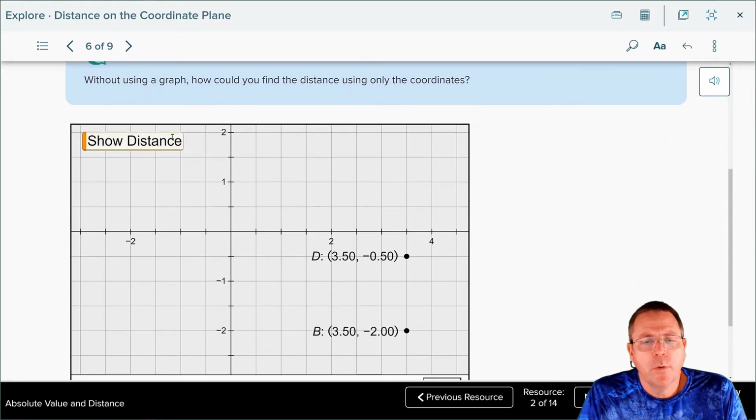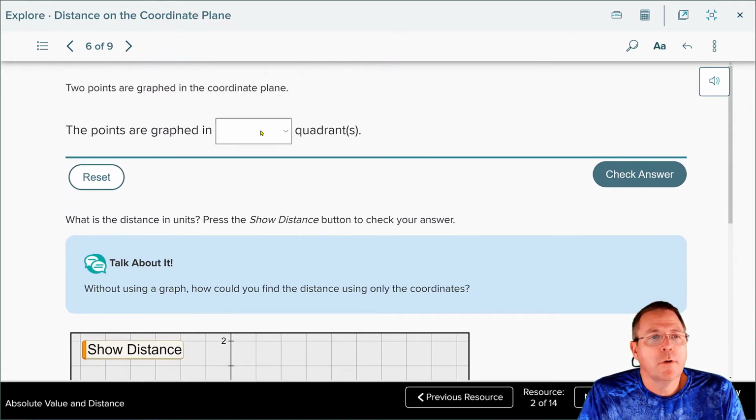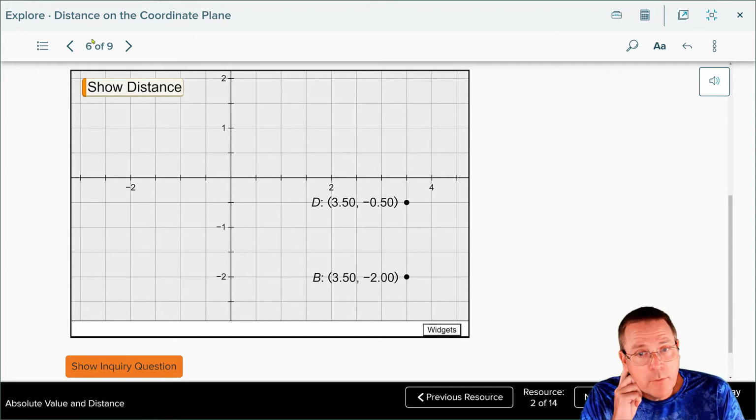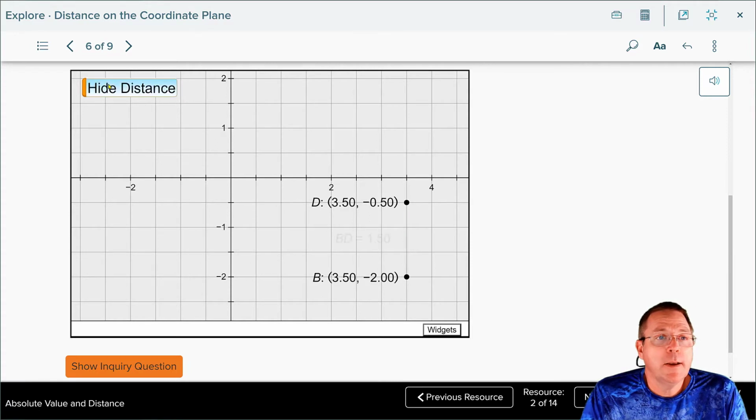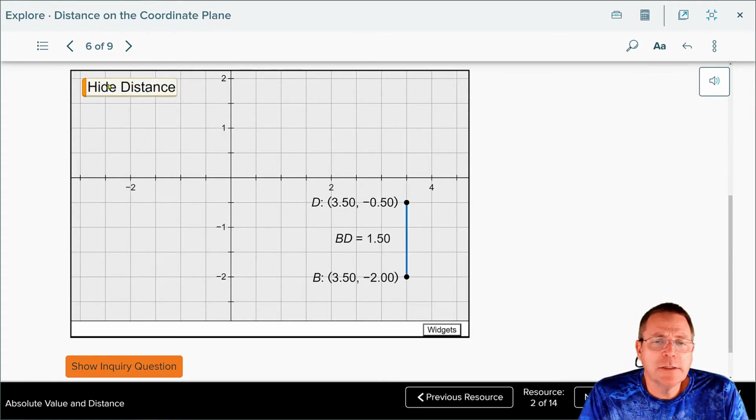Now we have 2 more points to look at. These 2 points are in the same quadrant, so they're graphed in the same quadrant. They're both in quadrant 4, and they are aligned where they both have the same x value of 3.5. However, the y values are going to be different. Y is -0.2 here and -0.5 here. And if I was to find the difference between those numbers, then I would end up getting a distance of 1.5.